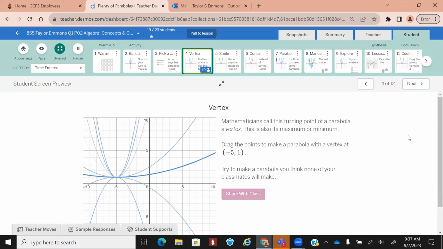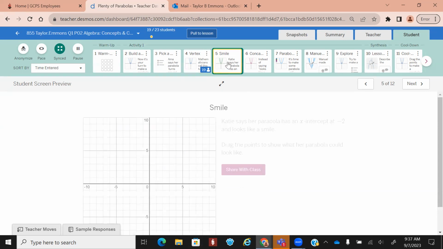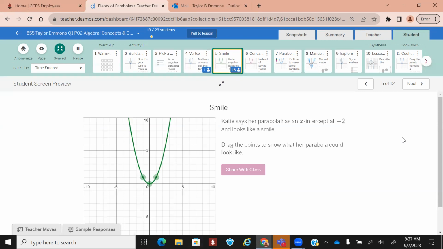Okay, so looking up at the board, these are all of y'all's combined answers. Look at it. So pretty. All right, on number 5. Katie says her parabola has an x-intercept at -2, and it looks like a smile. Drag the points to show what her parabola could look like. Again, there's multiple answers.